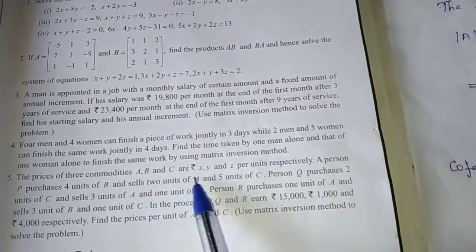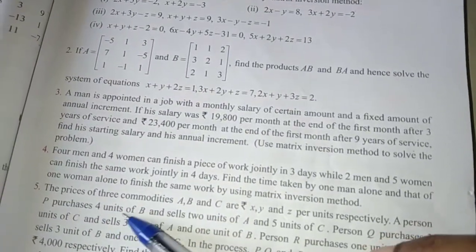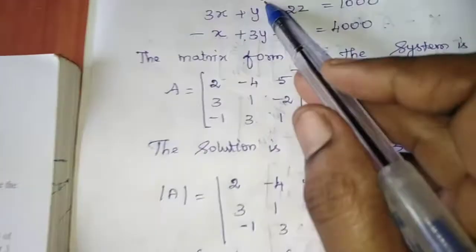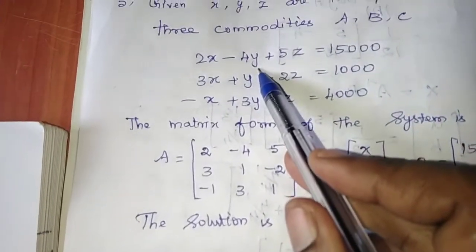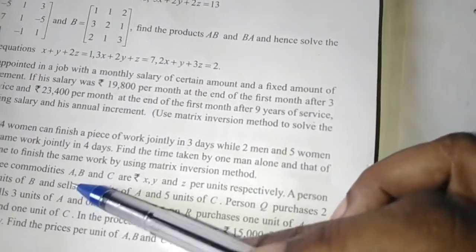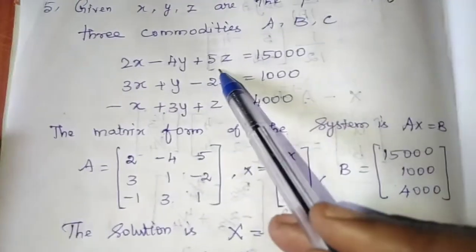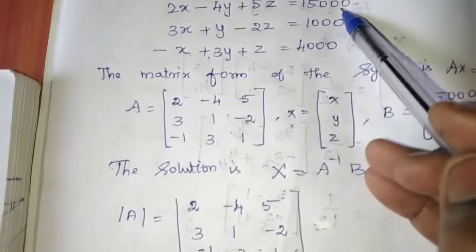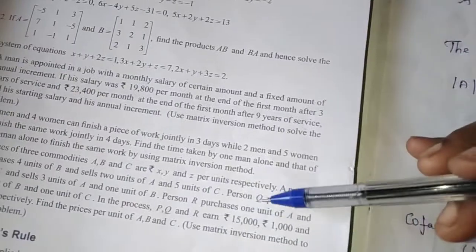A, 2 units of A sells, that means plus 2x. And B, 4 units of B purchase. Purchase means minus, minus 4y. And 5 units of C sells, plus 5z equal to rupees 15,000 for P. Next Q.